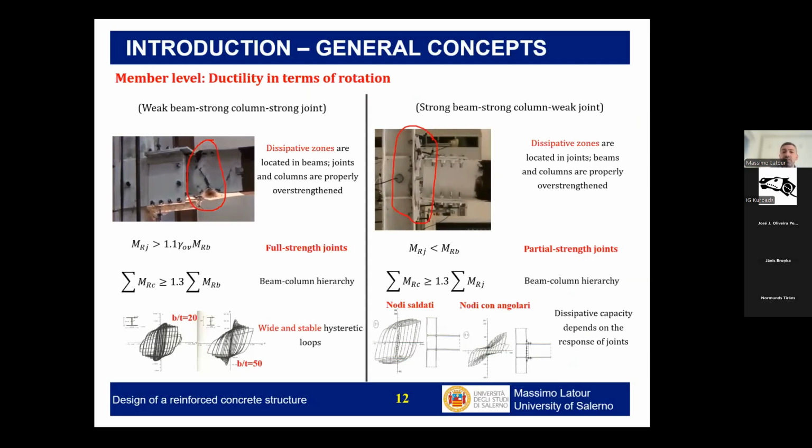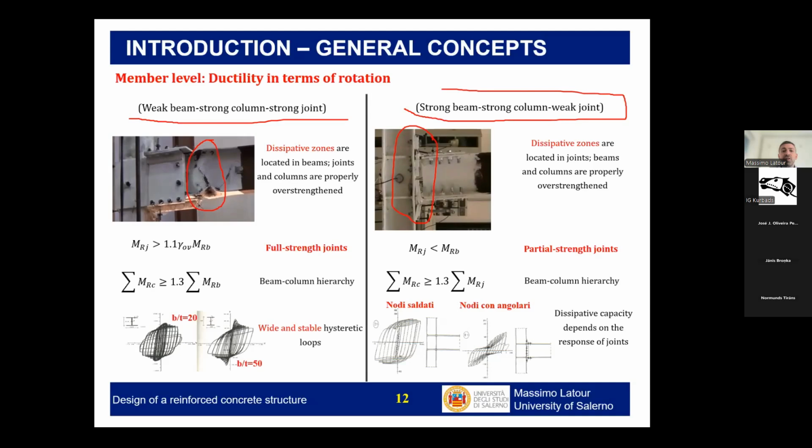This second approach of dissipating in the joint will be considered in the new version of Eurocode 8 more thoroughly, more in depth. In the current version of Eurocode 8 it is not actually easily possible to apply. So you see already what I will say also later.